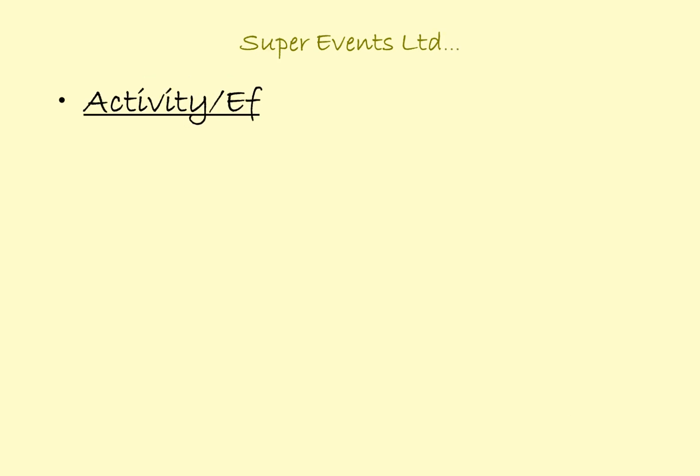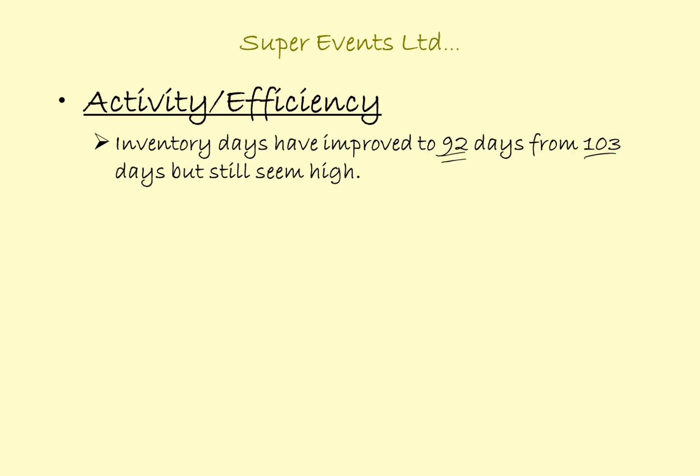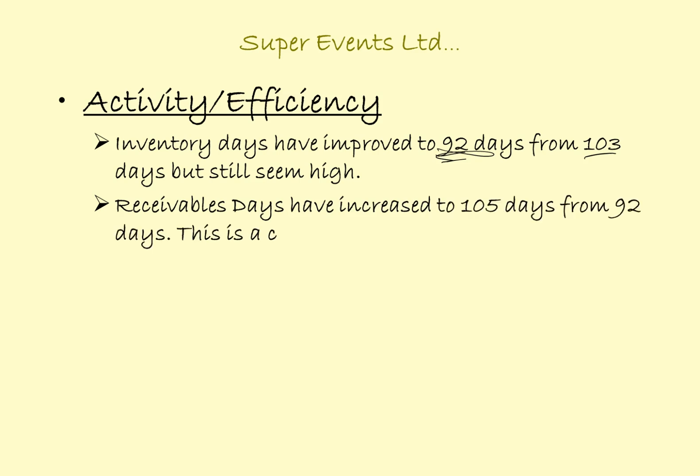Moving on to activity or efficiency, while I just mention the different ratios here, the inventory days have improved to 92 days from 103 days, so the lower the better, but they still seem very high. I mean, that is an average of 3 months stock practically, or 3 months inventory. The receivables days have increased to 105 days from 92 days. Okay, that is a cause for concern. So it means on average people are taking 105 days to pay, so they're very slow paying, and they're even slower than last year. So that is a problem.